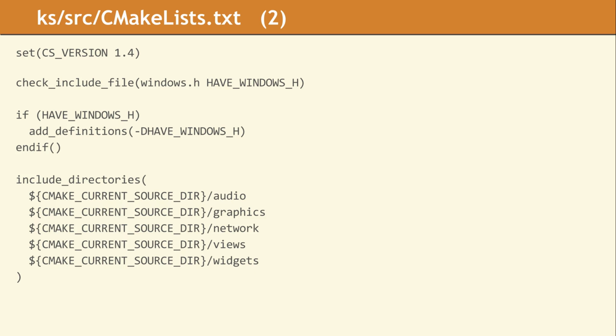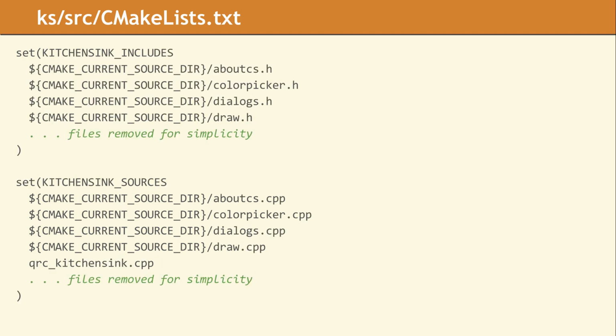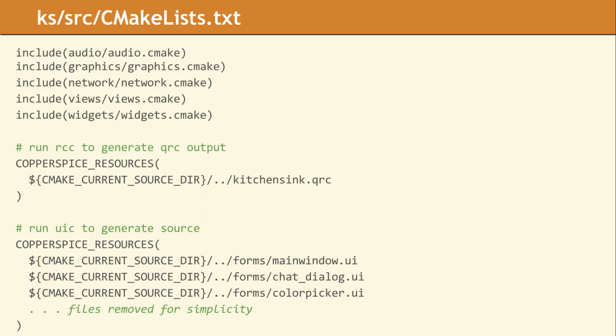The next part sets up a list of include directories. This is the list of directories that will be turned into -I commands for your compiler, so that headers can be included from these locations. These 2 sections of the file set up the source files that are part of Kitchen Sink. For simplicity, we did not list all of the H files or the CPP files. The next 5 lines in the CMake file include the CMake files in the subfolders that are below source.